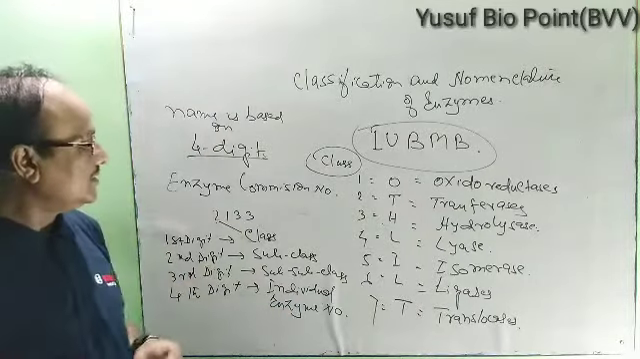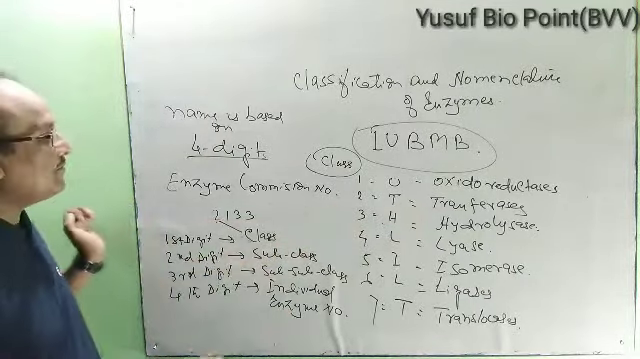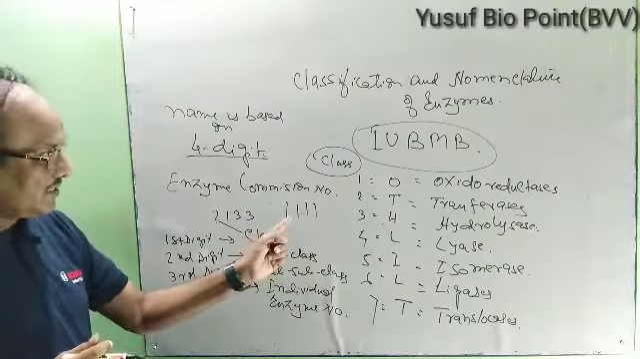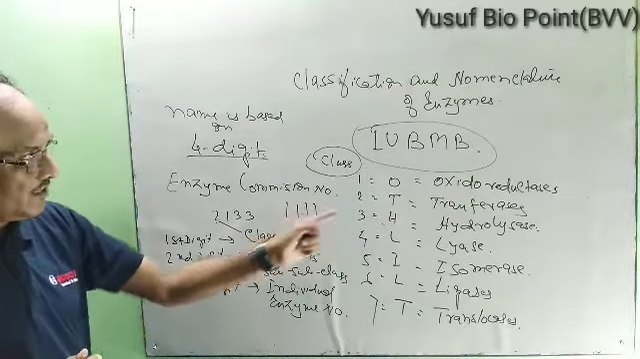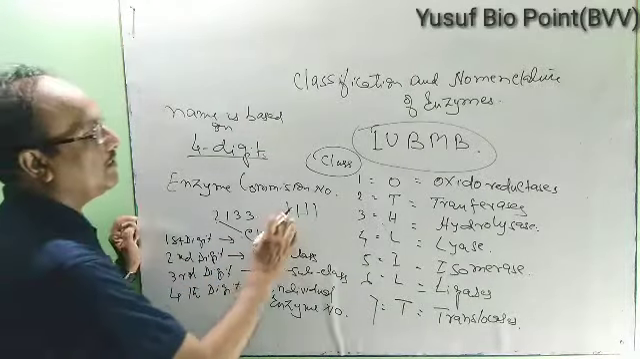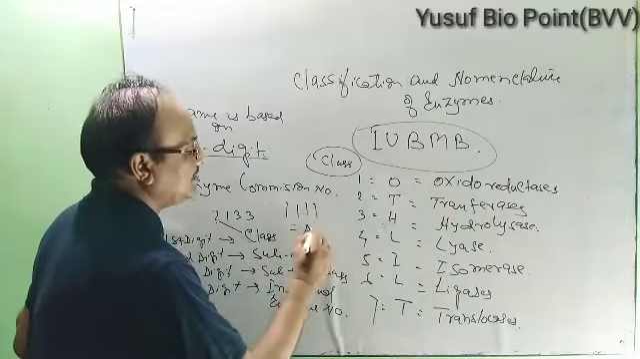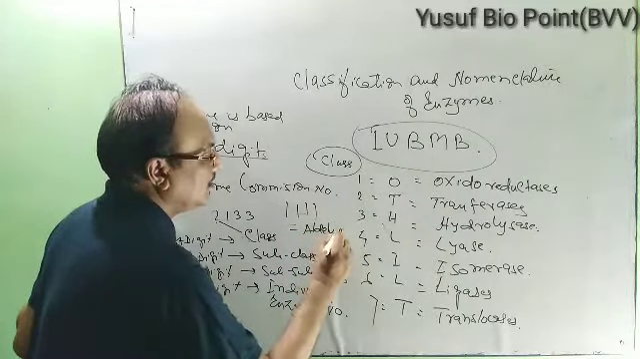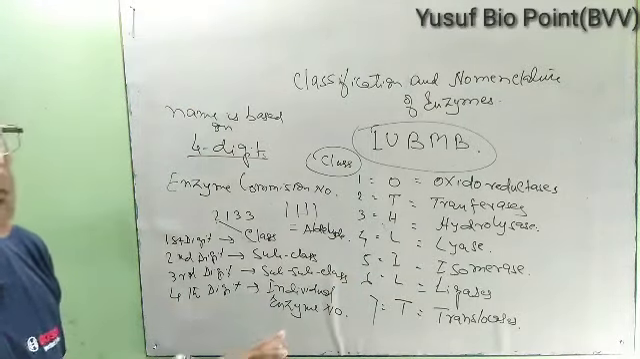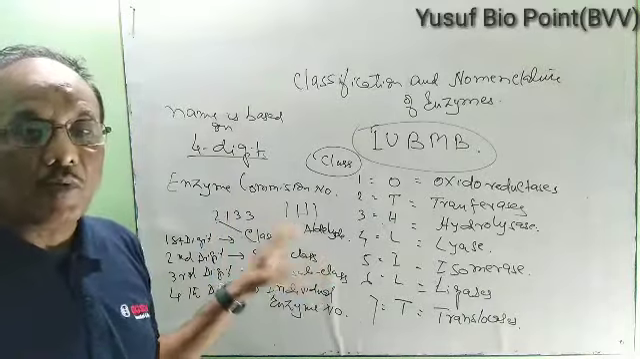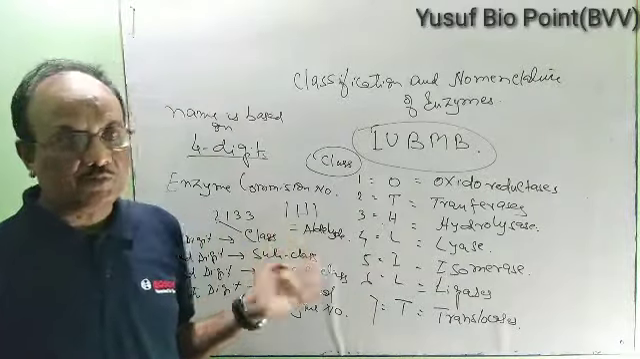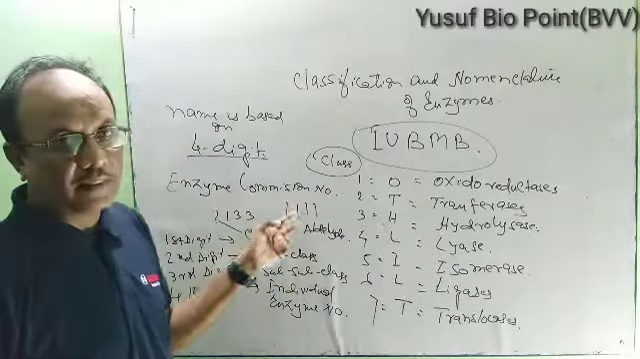Suppose 2 means transferases. If I say 1.1.1.1, it means it is the first member of class 1, that is oxidoreductase, and 1 is a subclass. So it is a member of oxidoreductase, and it is the example of aldehyde. So in this way the 4 digits express the name of the enzymes. This is the 4 digit principle, which is called the enzyme commission number.